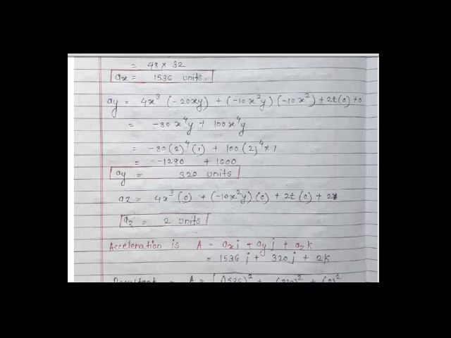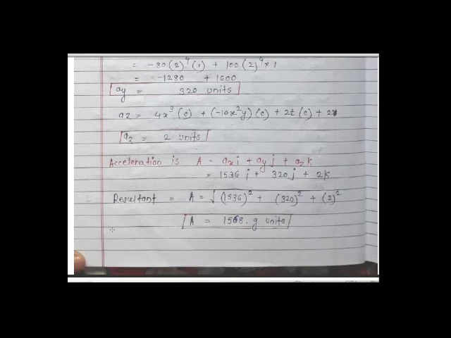Similarly, we have to calculate the value of az. az is equal to 4x cube into 0 plus minus 10x square y into 0 plus 2t into 0 plus 2. So az is equal to 2 units. Then, as we know, the acceleration vector a is written as axi plus ayj plus azk.